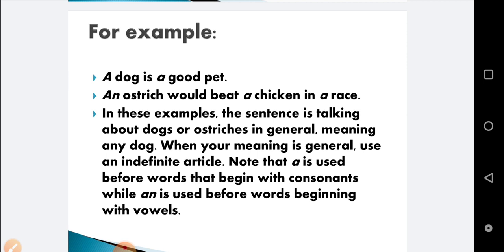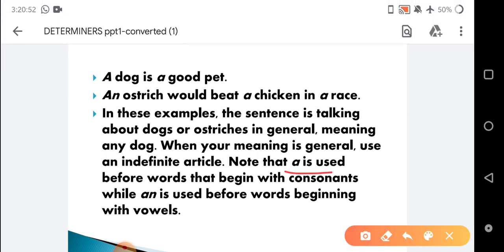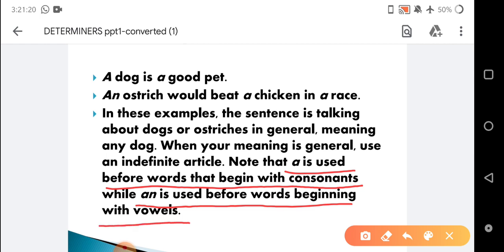So, why a and an differently? That you already know. A is used before words that begin with consonants. Remember, when we say consonants, we are talking about consonant sounds. Don't look at the letter with which the word begins because the sound may be different. An is used before words beginning with vowels. Again, by saying vowels, we mean vowel sounds.